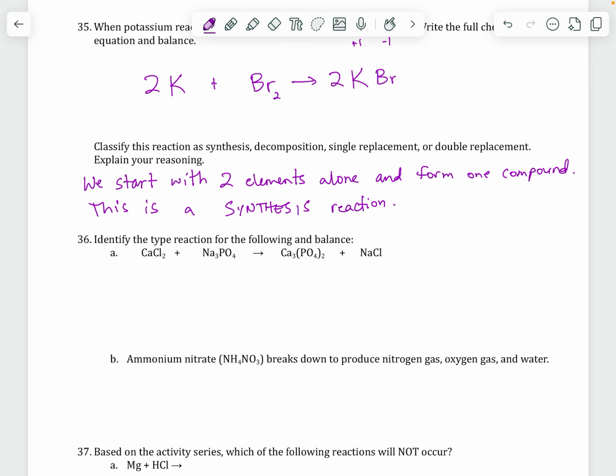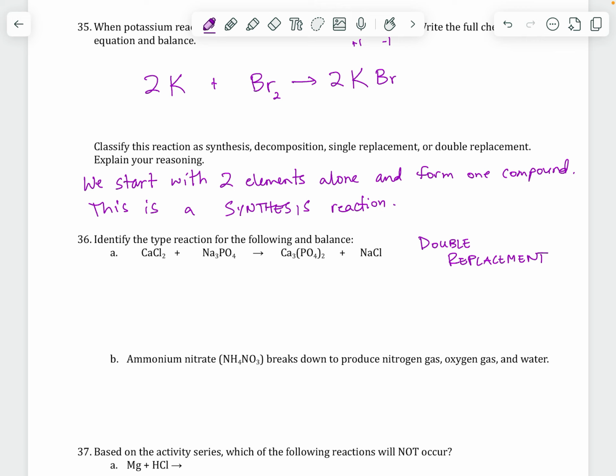Identify the type of reaction for the following and balance. Here I see that I'm starting with 1 compound plus another compound. This is going to make way for 2 replacements. So this is what is going to be considered a double replacement, which is what causes it to be different than the single replacement because there are 2 new partnerships forming, not just 1.